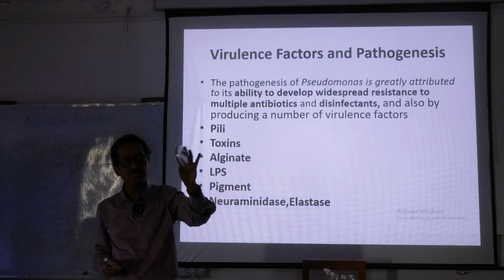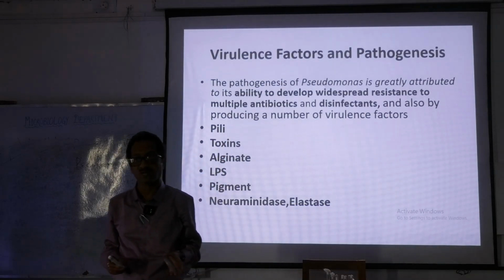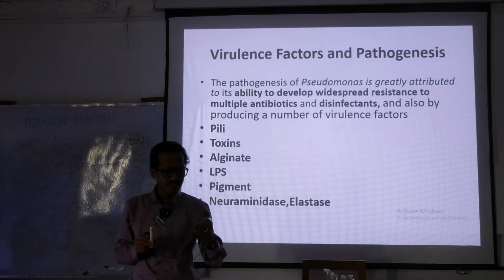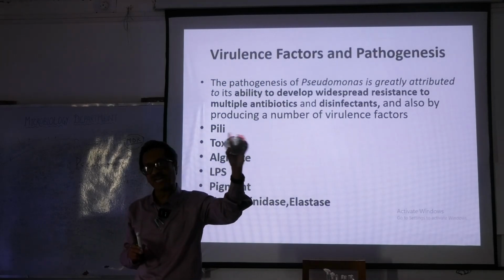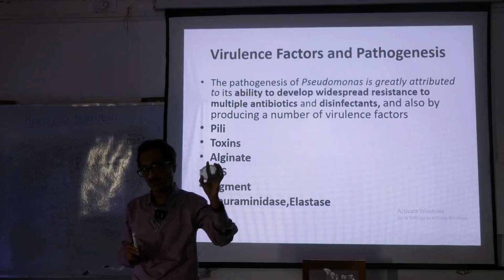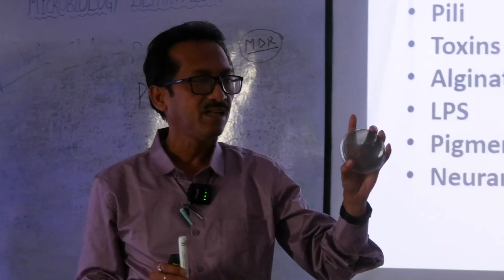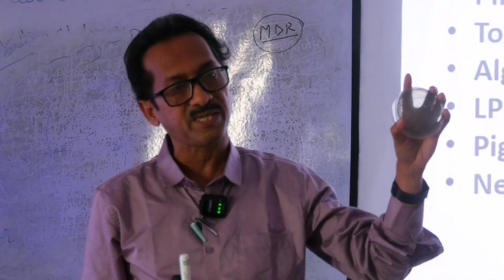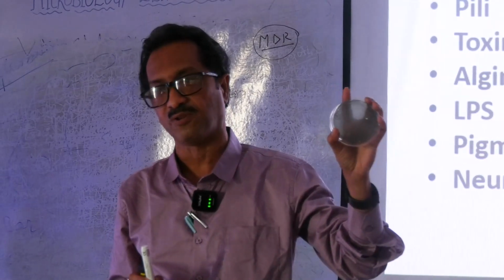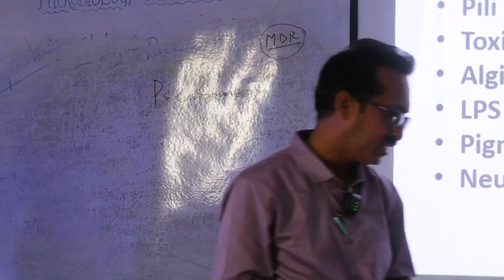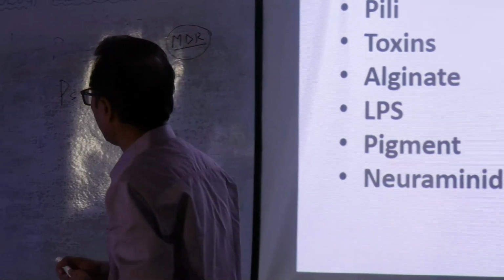What is the difference between the pigment of Pseudomonas aeruginosa and Staphylococcus aureus? First, Staphylococcus is golden yellow, while this is bluish green. Next, it has made the whole media green, but in Staphylococcus it is limited to the colony only. Why has the whole media become green? Because it is water soluble. The pigment is a phenazine compound. This pigment contains a phenazine compound.